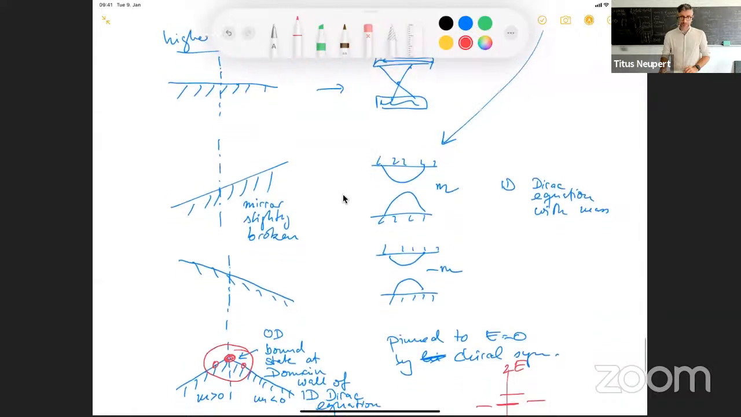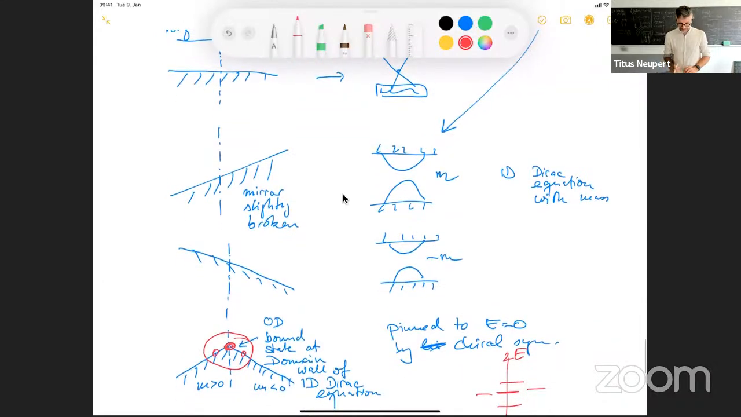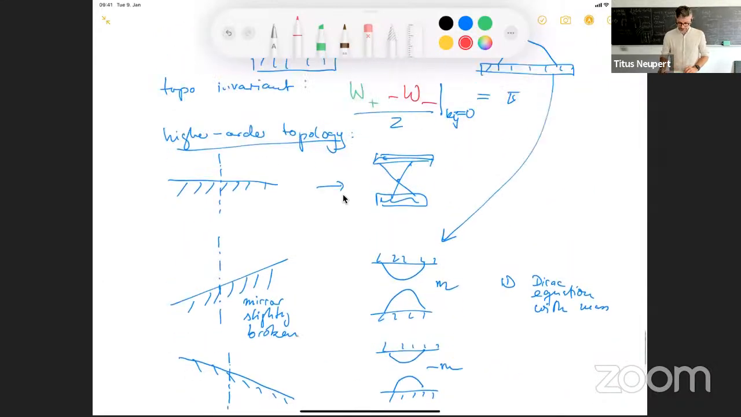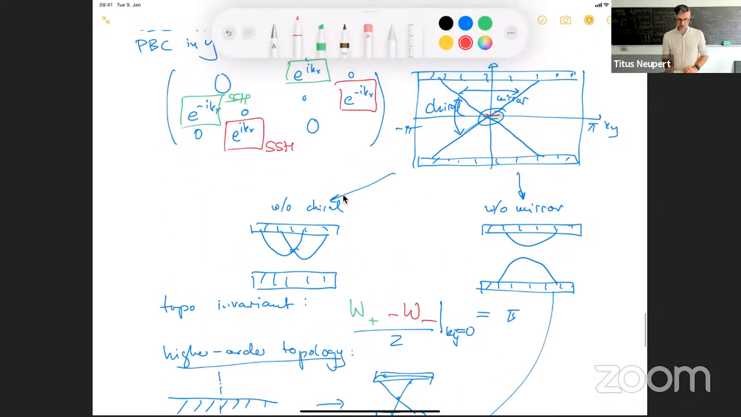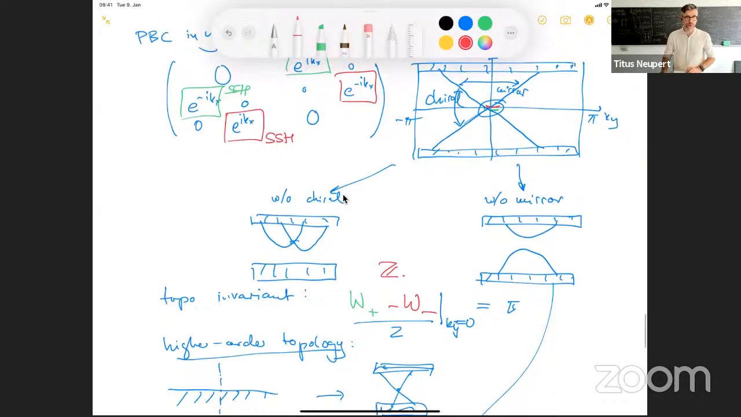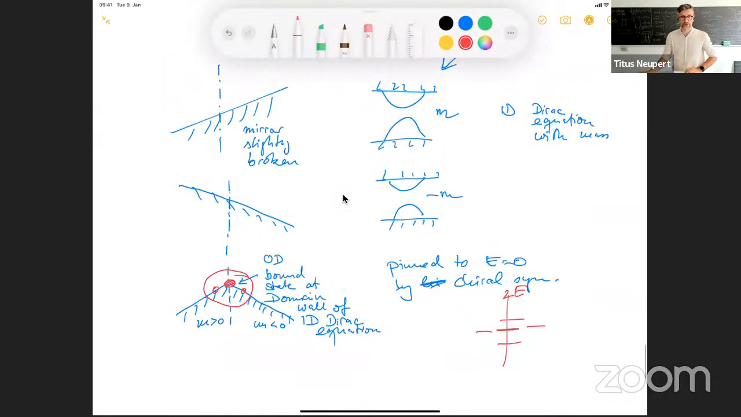That is actually an important point to make, because the bulk topology here actually has to do with winding numbers. So this is a set topology in the bulk, but it can only tell you about the C2 number of these corner states.